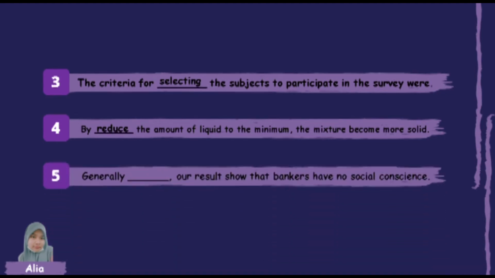Number 3. Generally blank. Our results show that bankers have no social conscience. The word speaking is the right answer. Generally speaking is a common phrase used to describe something usually true. In this case, the sentence talks about results, which means that bankers have no social conscience is a fact or a true statement.